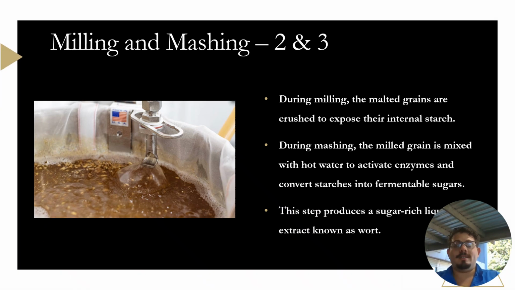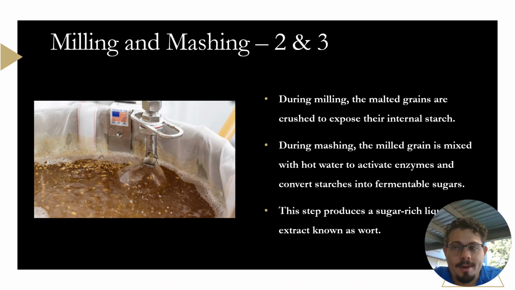Here we're gonna discuss step 2 and step 3, which are known as milling and mashing. First, we're gonna start with milling. During milling, the malted grains are crushed to expose their internal starch so it can be accessed by water and enzymes. During mashing, the milled grain is mixed with hot water. The enzymes are activated and starches are converted into fermentable sugars. This stage produces a sugar liquid extraction called wort.